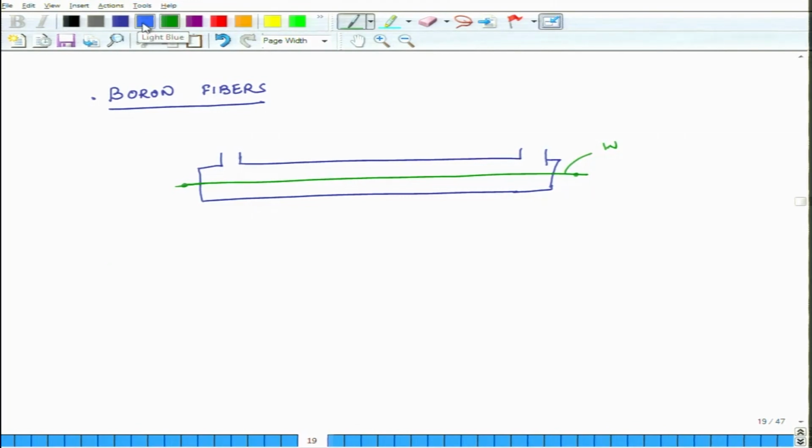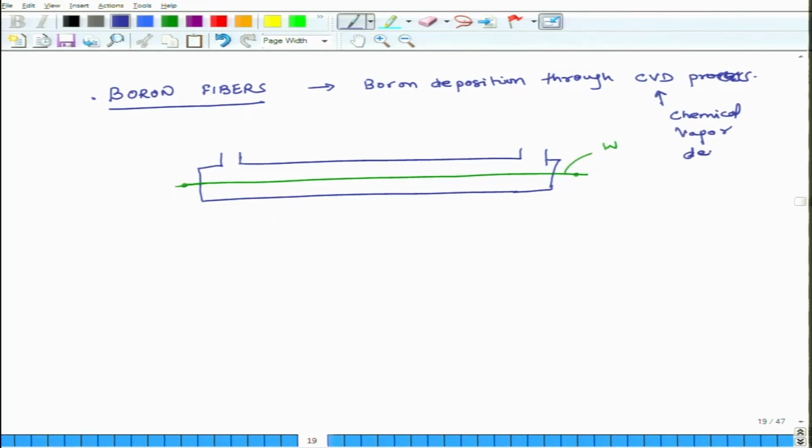So, how do you deposit boron on it? Through a process known as CVD. So, boron deposition through CVD process, okay, through CVD. What is CVD? Chemical vapor deposition.